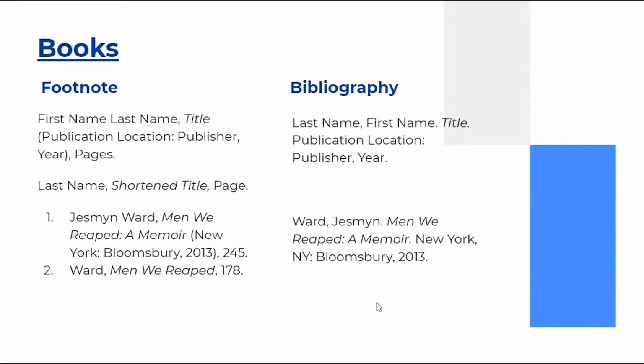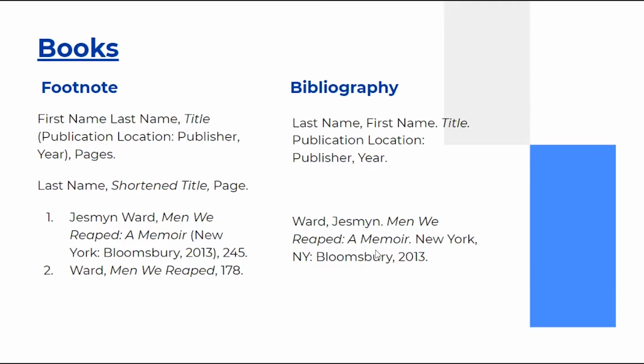So if you were citing a book, for the footnote, you would include, as we saw before, the first name and the last name of the author, the title, the publication information, so that's the location, the publisher, the year, and then the pages that you use for that particular citation. Here's an example of a full note with all that information, and then a shortened note. Remember how I mentioned you might do the last name and then the title prior to the colon, followed by the page number. That's what we have for the shortened note.